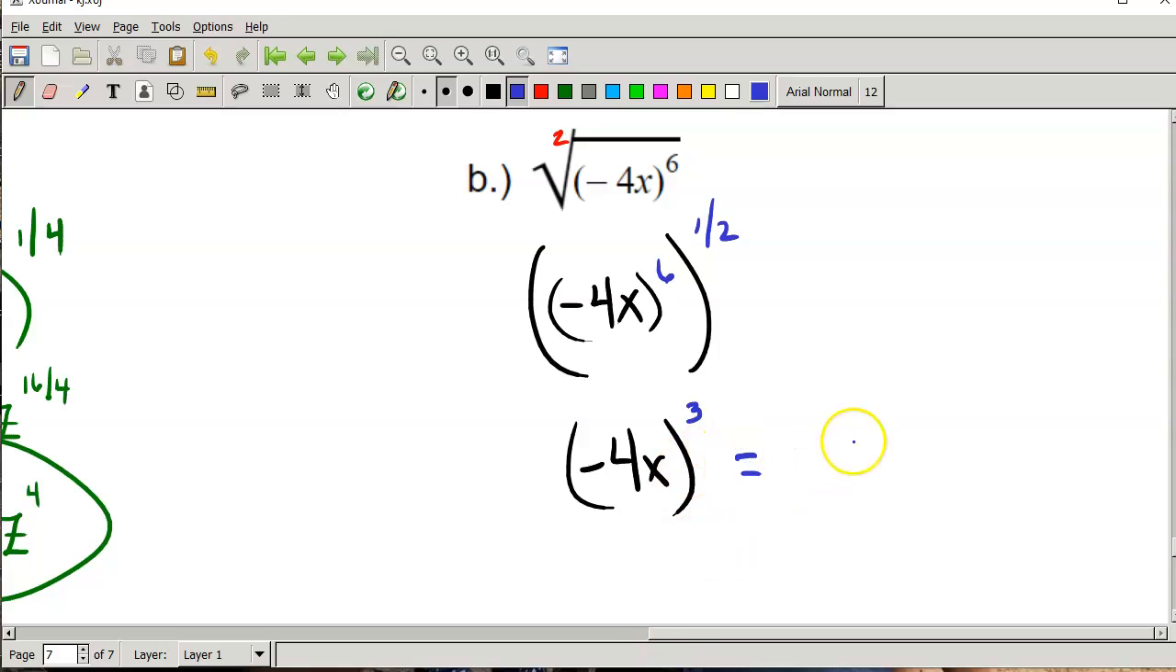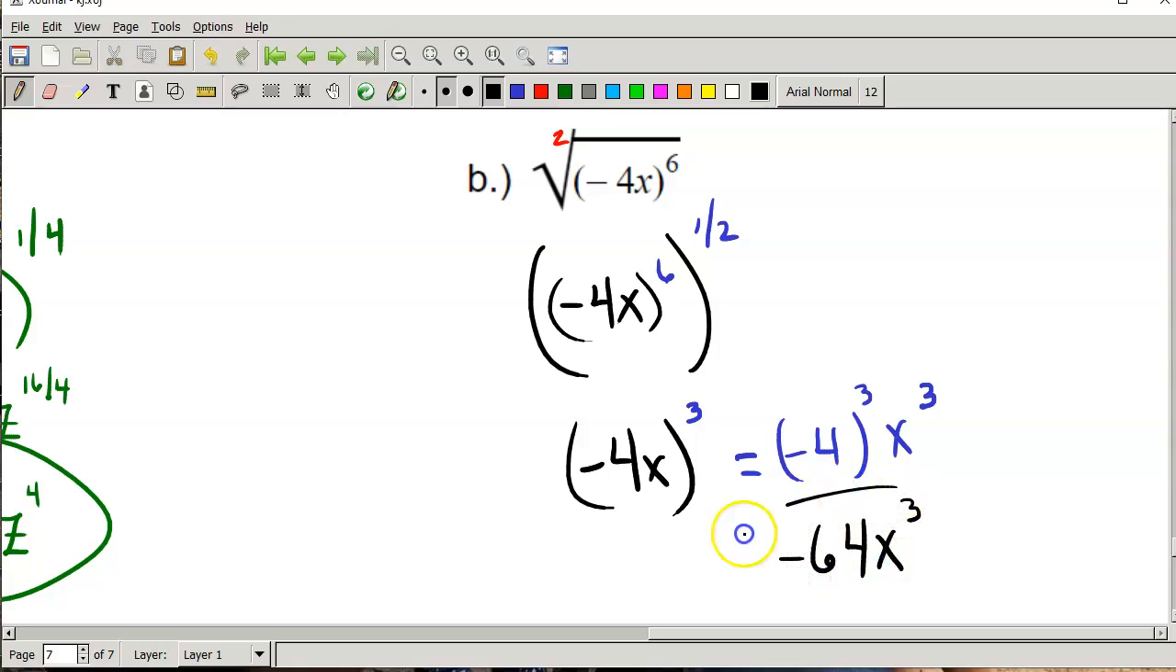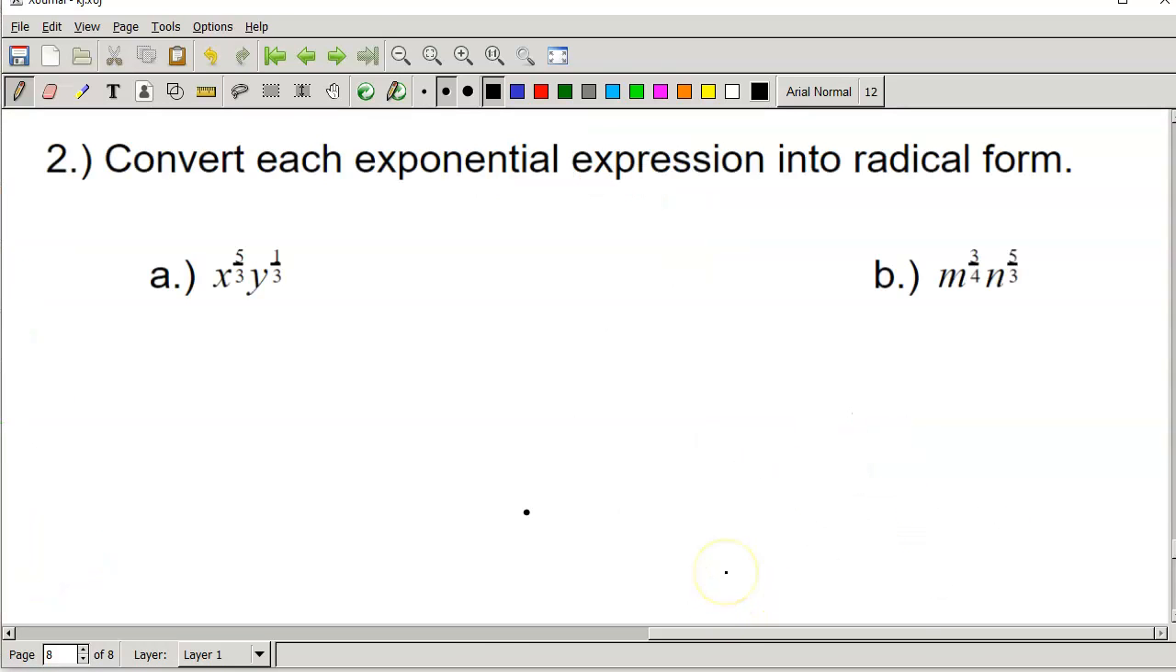Then we can keep on going with this. We could go ahead and simplify this down. So negative 4 cubed, right? This is negative 4 cubed times x cubed. Distribute that exponent of 3 to the terms inside. And this would reduce down to negative 64x cubed.